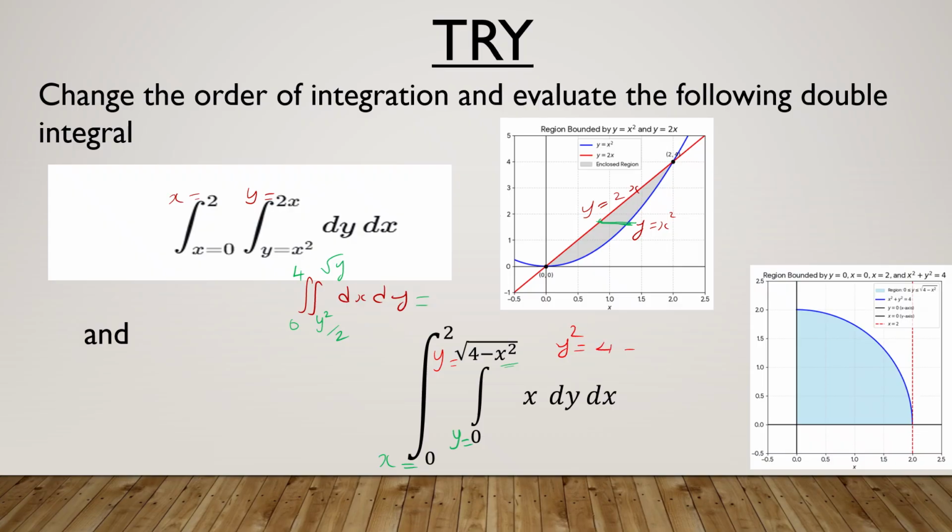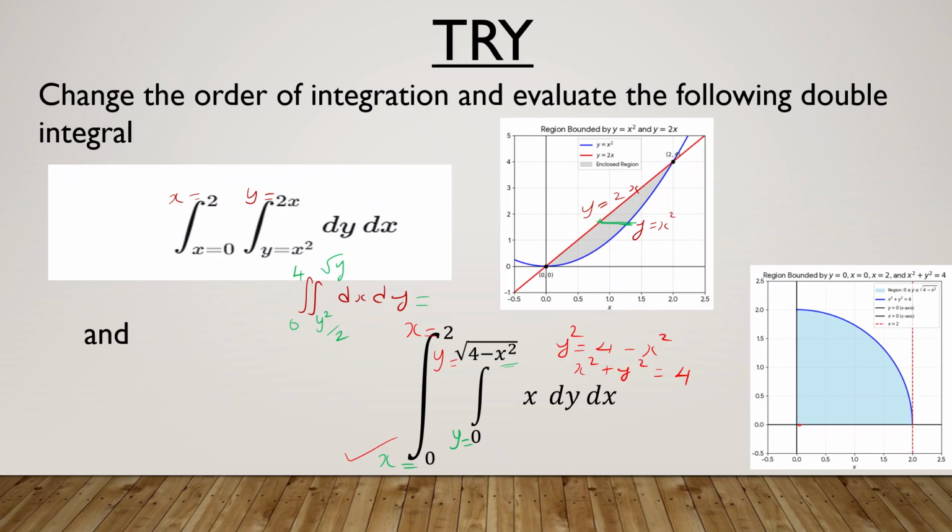Squaring on both sides, you will get y square equal to 4 minus x square, which implies x square plus y square equal to 4, which is a circle with center at the origin and radius 2. So in between the x-axis and the circle, that is the upper semicircle, bounded by x equal to 0 and x equal to 2. x equal to 0 is the y-axis, and x equal to 2 is shown here in dotted line. So the region in between these 4 limits is the region.